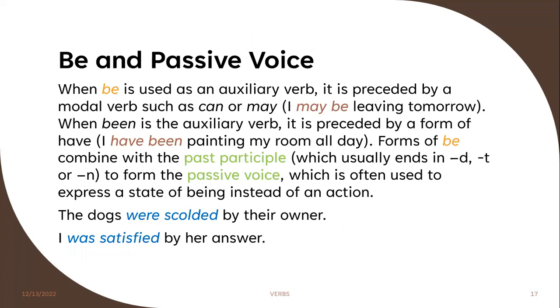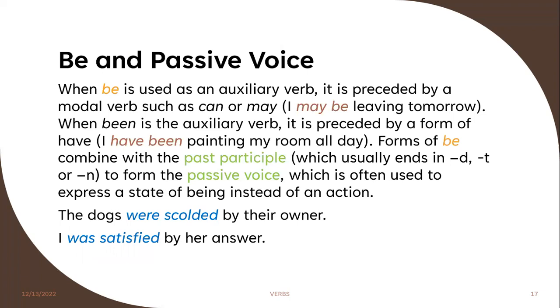So let's talk about be and the passive voice. When be is used as an auxiliary verb, it is preceded by a modal verb, such as can or may. I may be leaving tomorrow. When been is the auxiliary verb, it is preceded by a form of have. I have been painting my room all day.